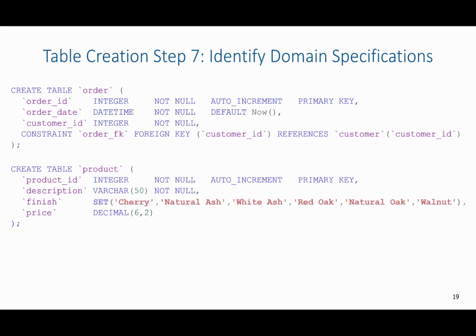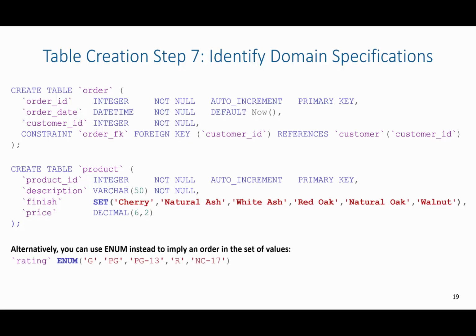So for example, on finish, maybe we wanted to restrict the types of finishes that are provided in that column. We can use set and then provide cherry, natural ash, and so on. And so if the customer were to insert a new product, only these finishes would be allowed. Alternatively, we could use enum that would have some kind of order implied to it. So for example, with a rating, we could use enum to rank G, PG, and so on from the lowest rating to the highest rating.